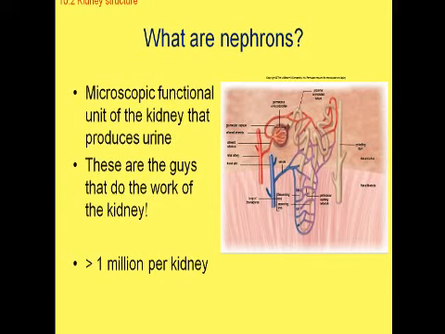So what's going to happen is when the blood comes in, it gets forced through a membrane. It's almost like a water filter. So the blood gets forced through there, and it gets filtered. Some things are going to go through, and some things are going to stay in the blood. The things that stay in the blood are going to leave through this efferent arteriole.